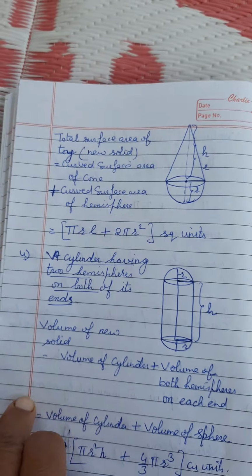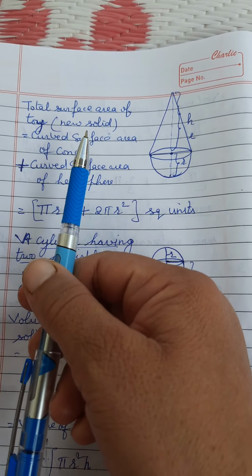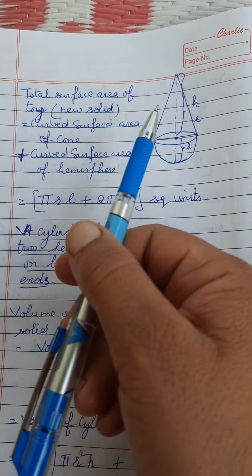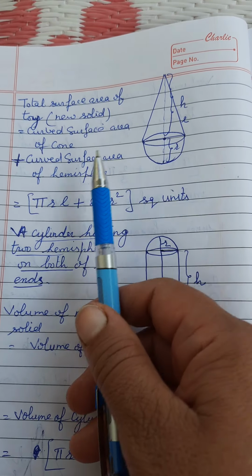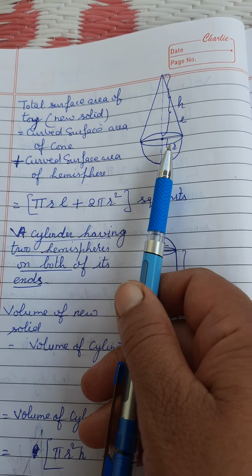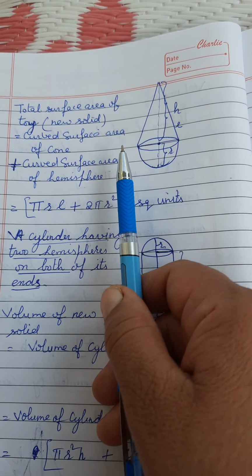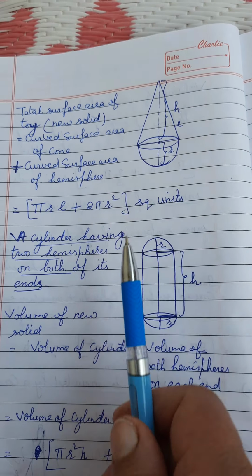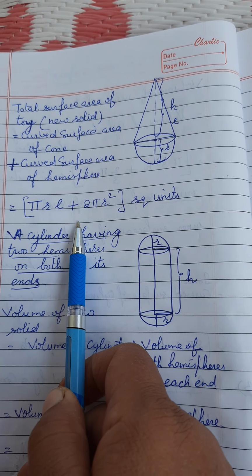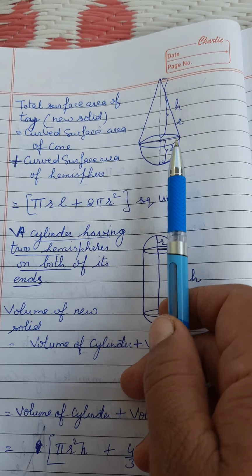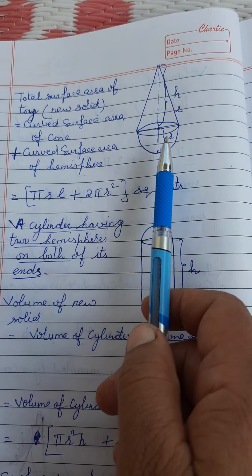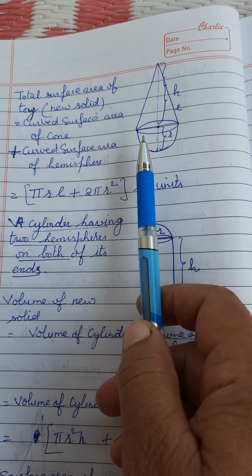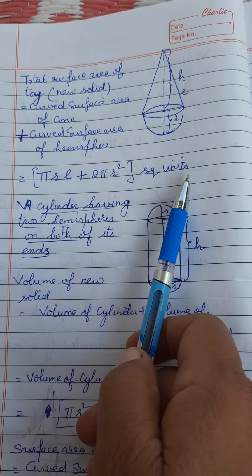Then if we are to find the total surface area of the toy, that is the new solid, it is curved surface area of cone plus curved surface area of hemisphere. Curved surface area of cone is given by pi r l, where l is the slant height of the cone. Pi r l plus 2 pi r square. 2 pi r square is the curved surface area of the hemisphere in square units.